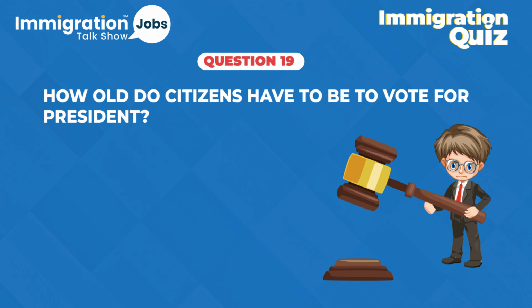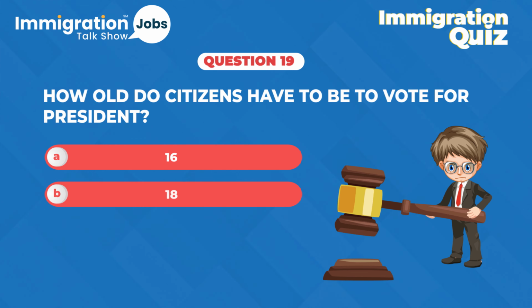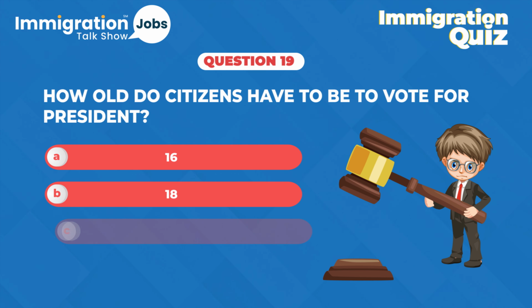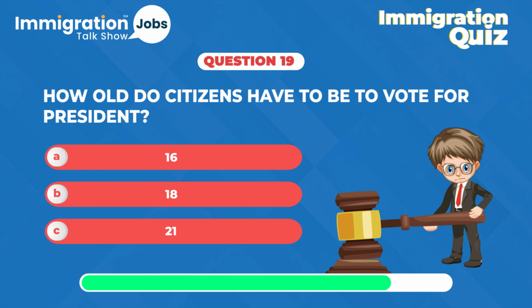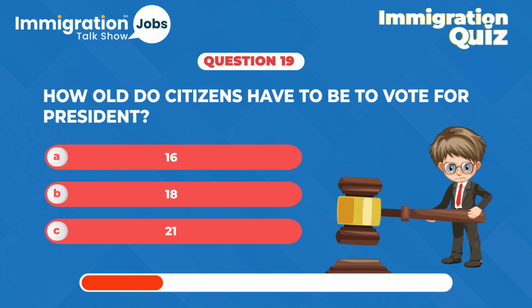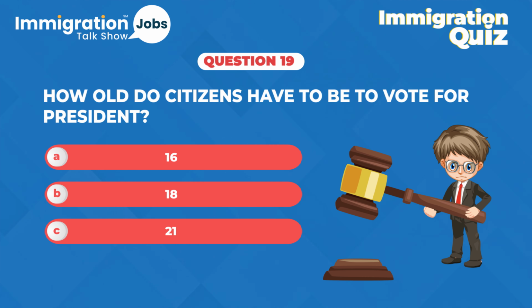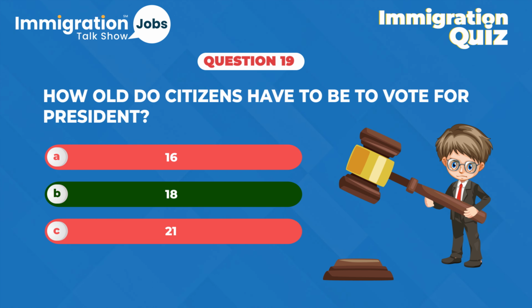How old do citizens have to be to vote for president? Option A, 16. Option B, 18. Or option C, 21. And the correct answer is option B, 18.